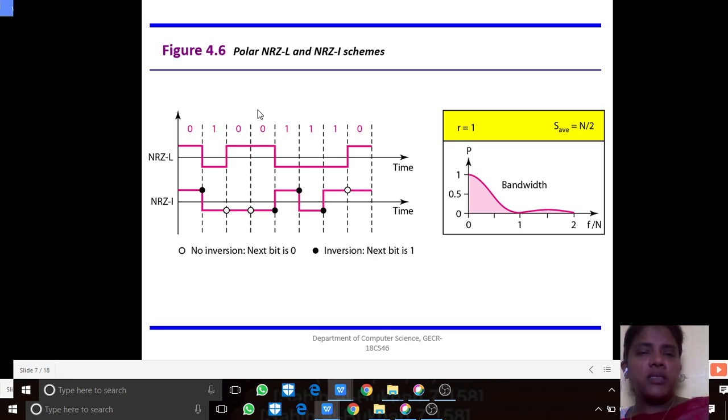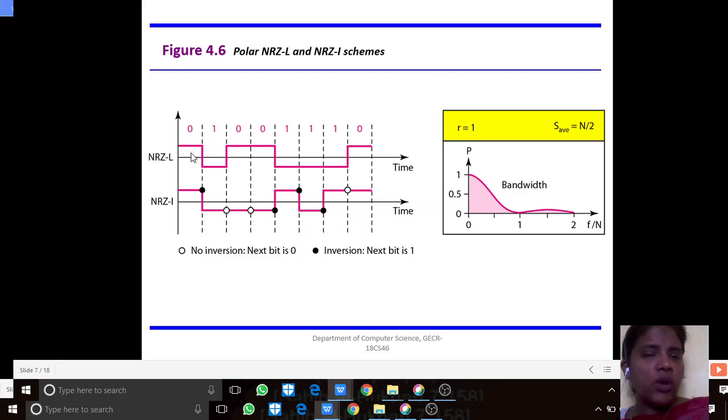Okay, let us see polar NRZ-L. Here, as I told you, polar line coding schemes are at both above and below the time axis. This is the time axis, with above and below.